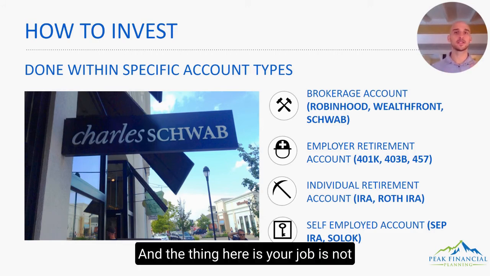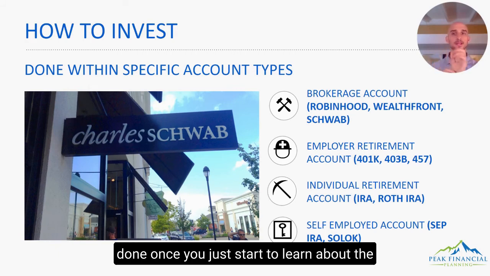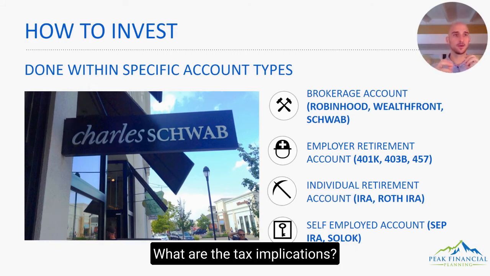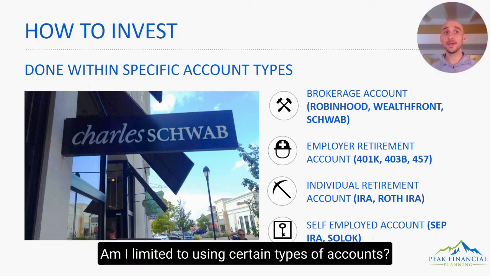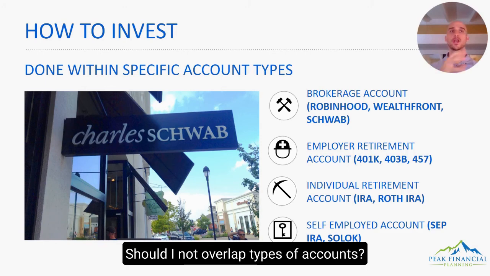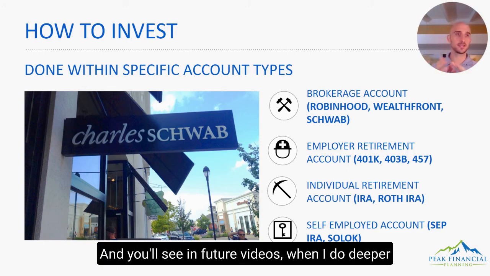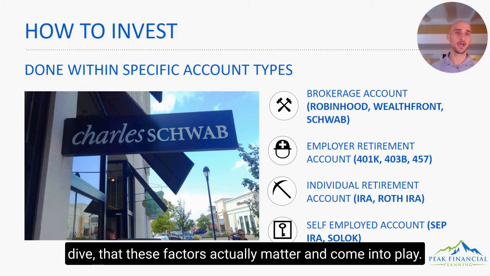And the thing here is, your job is not done once you just start to learn about the types of investments. Now you also have to learn about where those investments take place. What are the tax implications? Why is one account better than another? Am I limited to using certain types of accounts? Should I not overlap types of accounts? And you'll see in future videos when I do a deeper dive that these factors actually matter and come into play.